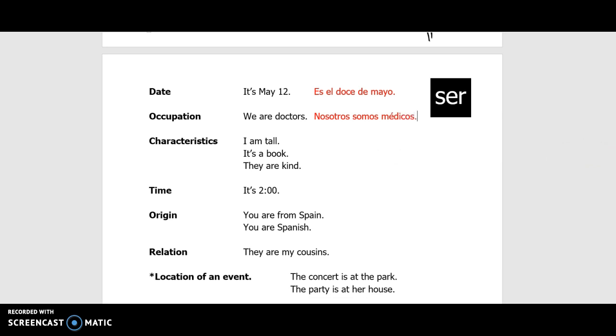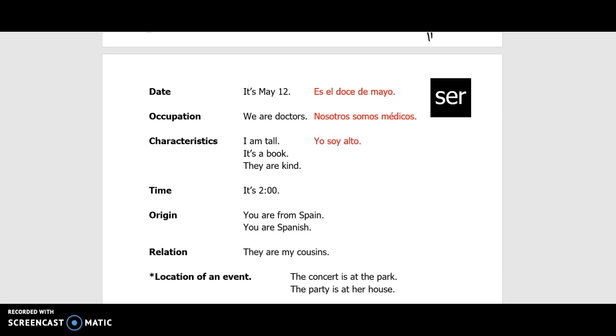Or it could be médicas. You could be all girl doctors too. I don't care. Pick one. All right. Characteristics. Somebody being tall. I think it's a physical characteristic, like what you look like on the outside. Those are all ser. So yo soy alto, or alta if you're a girl.